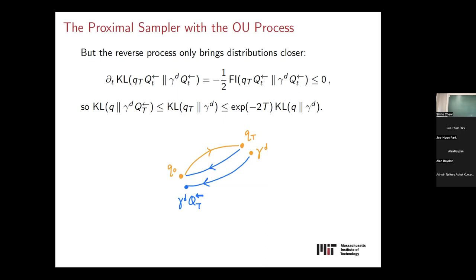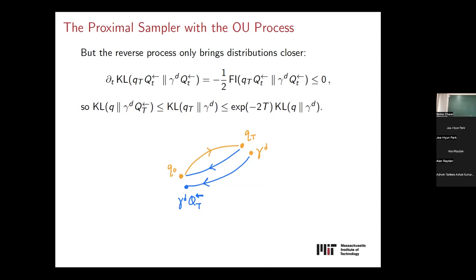And this is an instance of what's known as the data processing inequality in probability and statistics, which just says that if you apply the same operation to two probability measures, then they can only get closer in scale. Okay, so this is the schematic. The forward process brought Q close to Gaussian. Now the reverse process can only bring them closer.